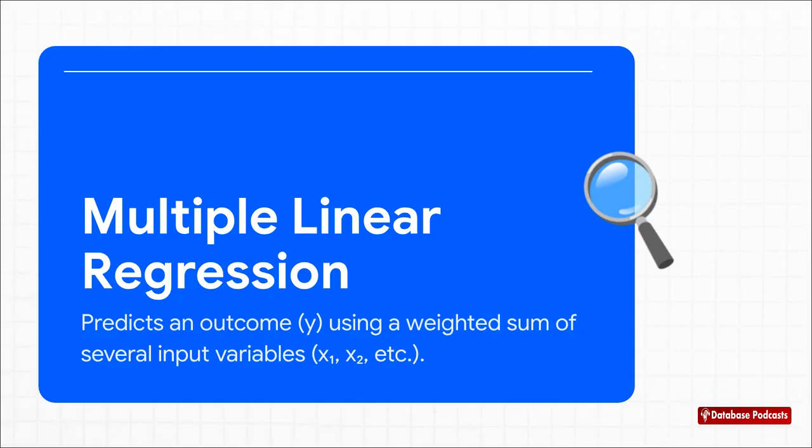Now, I know this formula might look a little intimidating at first glance, but it's really just a straightforward expansion of that simple model we just saw. We're still predicting one outcome, y, but now we're doing it by adding up the effects of lots of different inputs, x1, x2, and so on. And each one gets its own special weight, its own beta.